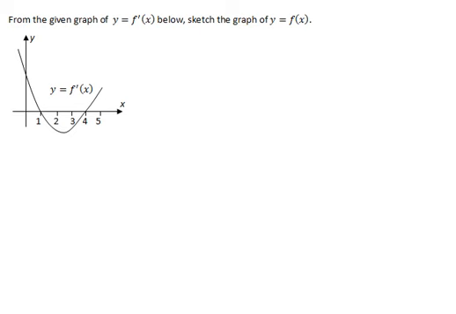All right, here we're going to really look at the connection between the graph of the derivative of a function and the graph of the function itself. So in this particular problem, we're given the graph of the derivative of f, and from this graph, we want to sketch what the graph of the function y equals f of x looks like.